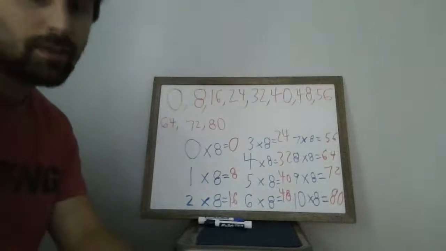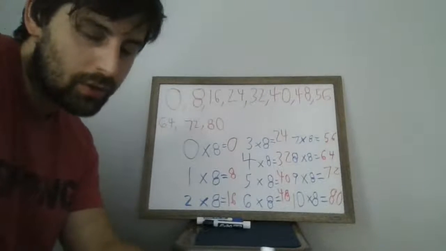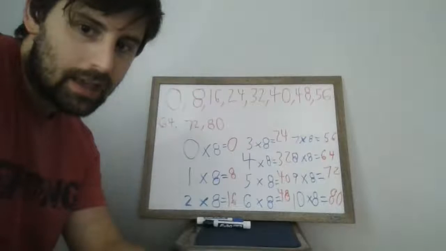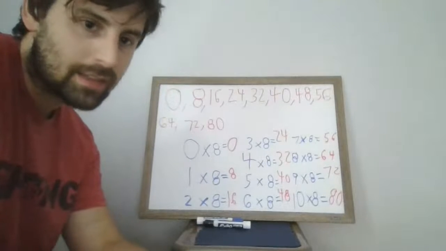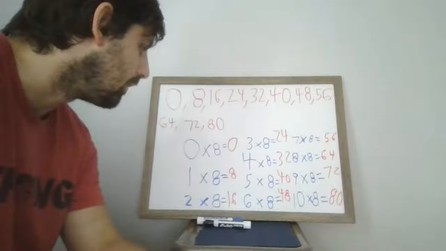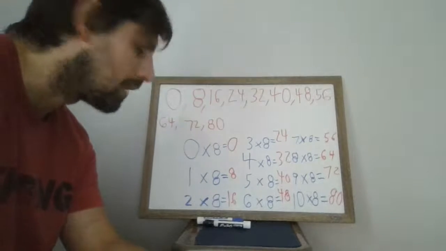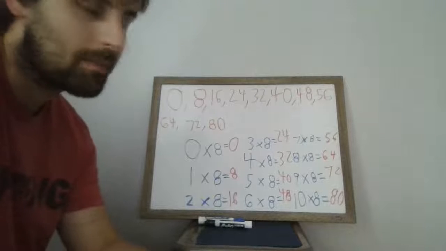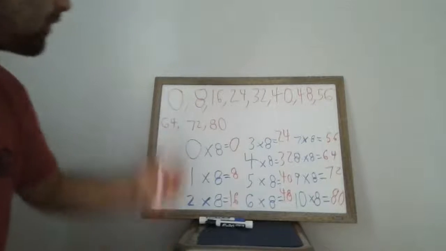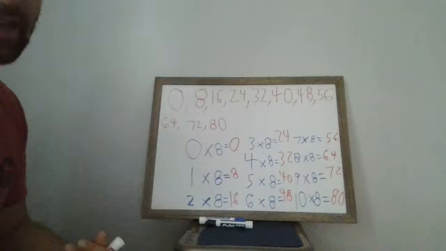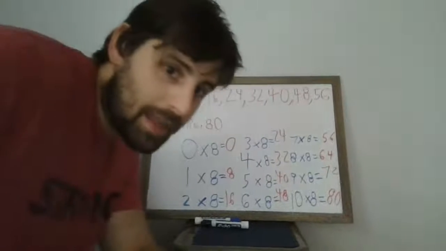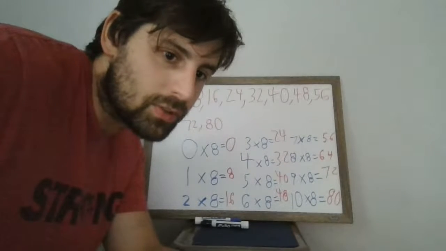So as you can see from what I just demonstrated, if you know your fact families, it is a lot easier to solve single-digit multiplication problems. If you're able to skip count by 8, 9, if you're able to skip count by all the numbers, much easier. You'll be able to do it fluently. It'll be automatic.